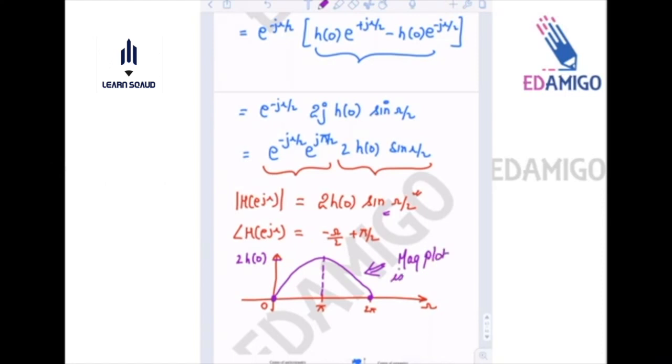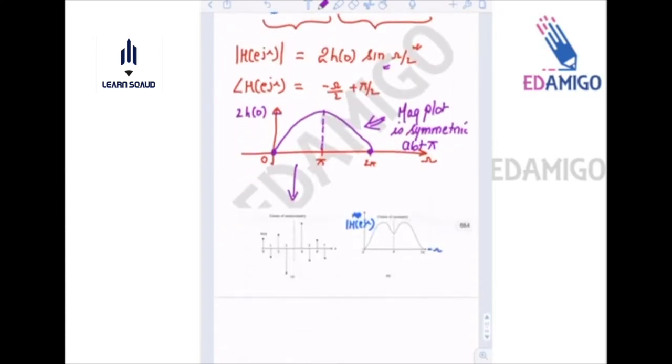The magnitude plot is symmetric about π. This result is valid for bigger values of n also, because here I have copied for n equal to 8 and the result is same. So in this lecture we have seen for all the 4 cases of FIR filter how the filter response will be.